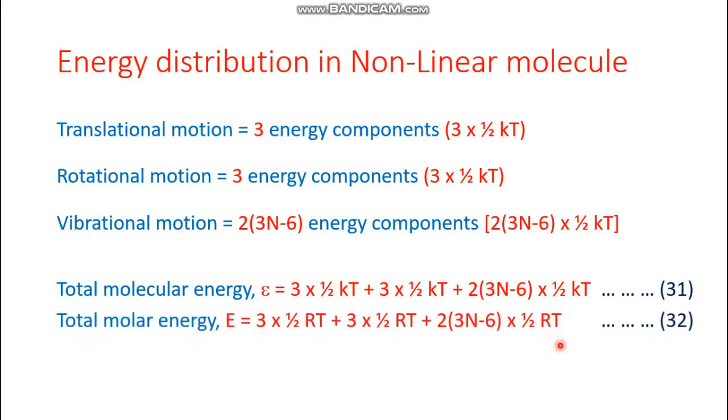And for molar energy, in place of k we are using R, and in place of epsilon we are using capital E. Thus we get equation numbers 31 and 32. 31 represents the molecular total energy, and equation number 32 describes the molar total energy.